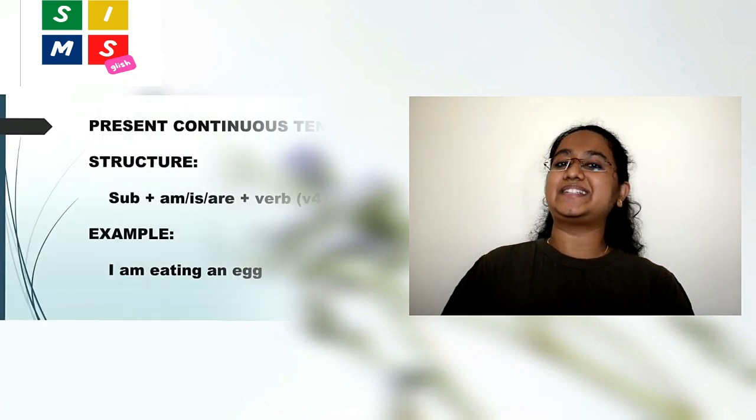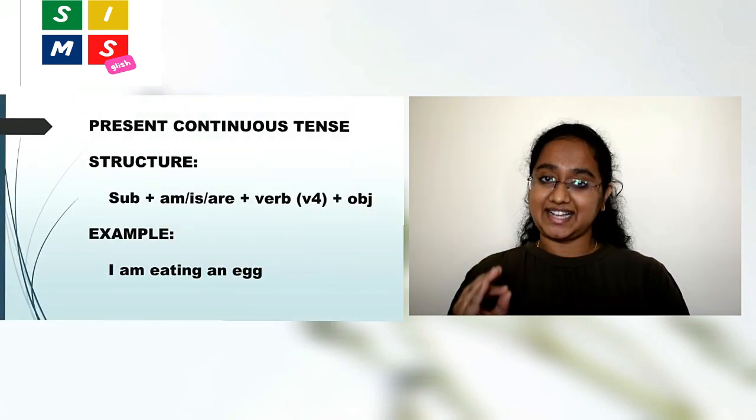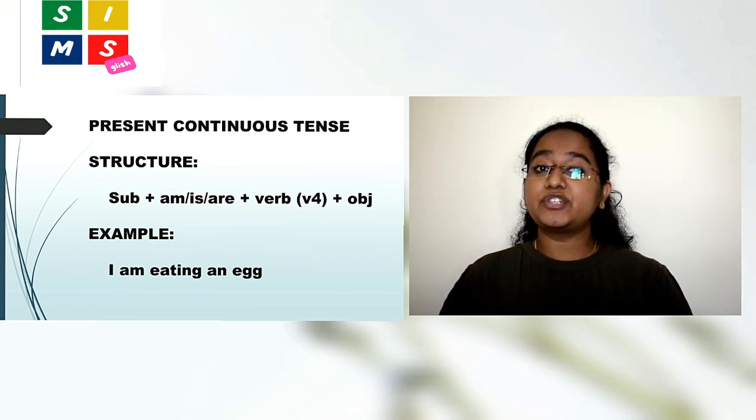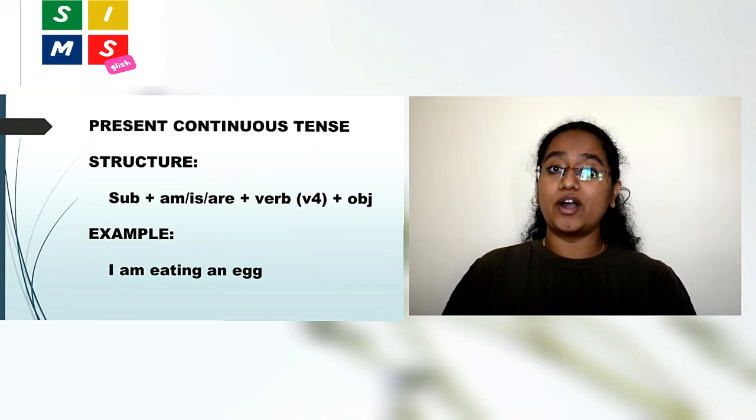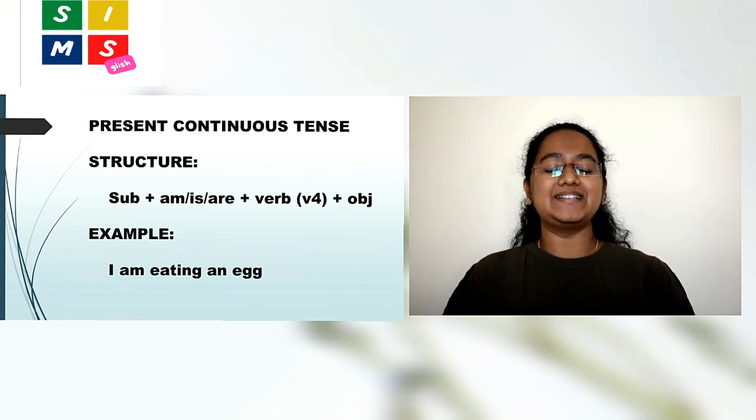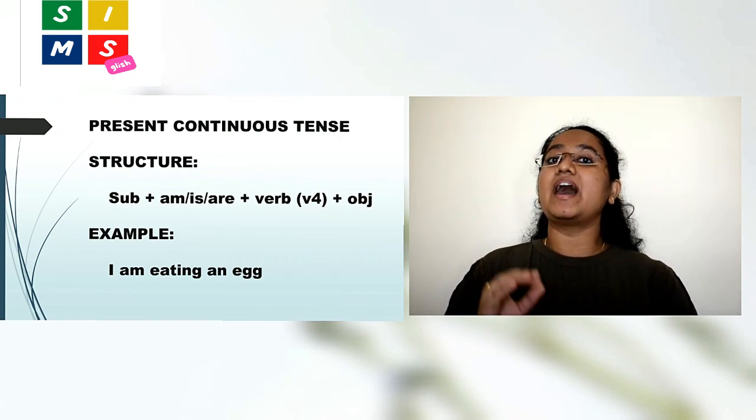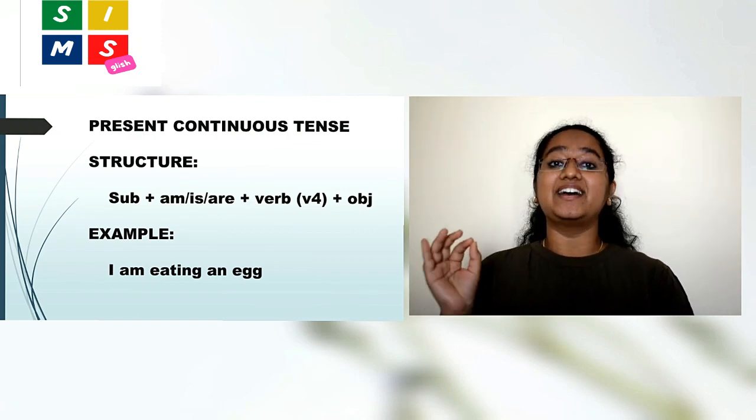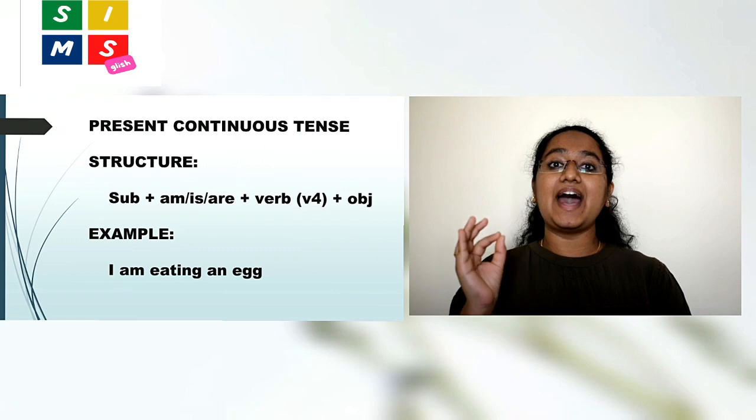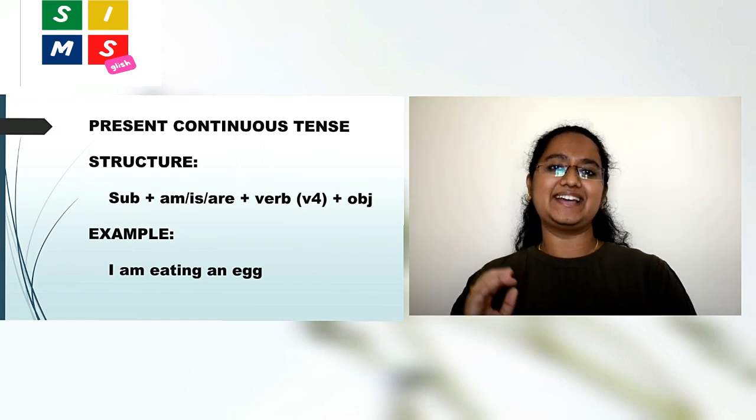Now, you got the example right? I eat an egg. This is the example for simple present tense. Now, we will move on to present continuous tense. The structure for present continuous tense is subject plus am or is or are plus V4 plus object. And here the example is I am eating an egg.